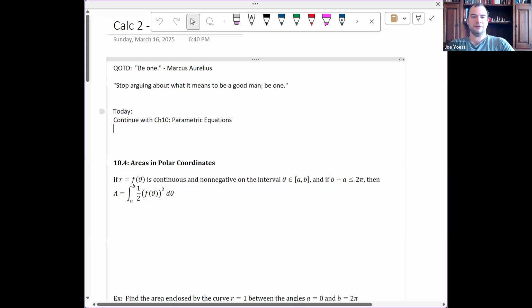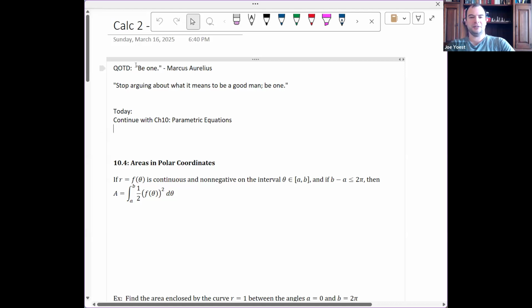Okay, so the plan for today is to continue with chapter 10 on parametric equations. I think we're only going to get through 10.4 today, which is fine. We'll skip over 10.5 and 10.6, which I typically treat as optional material anyway. It is moderately interesting, but I think really the main ideas with parametric equations are covered in 10.1 through 10.4.